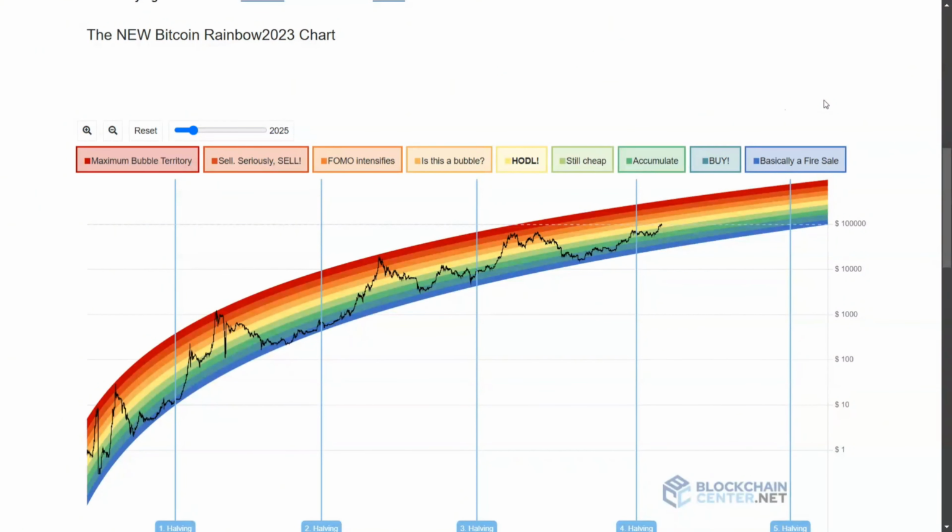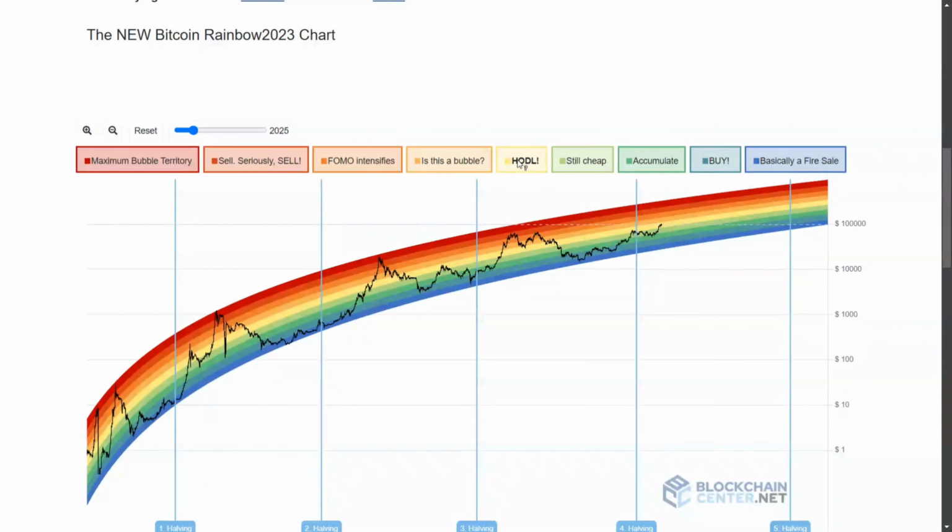And if we see Bitcoin hitting the 200k level in October 2025, and we are in one of these levels, the FOMO intensifies level, or seriously sell level, or maximum bubble territory, then yeah, it's a very bearish sign for Bitcoin and for all cryptos, because, again, as I said before, all cryptos are following Bitcoin.